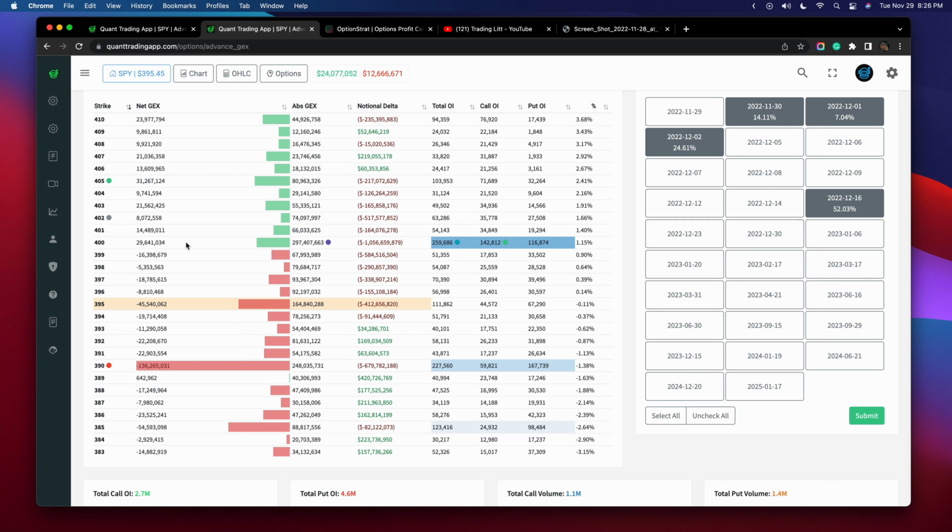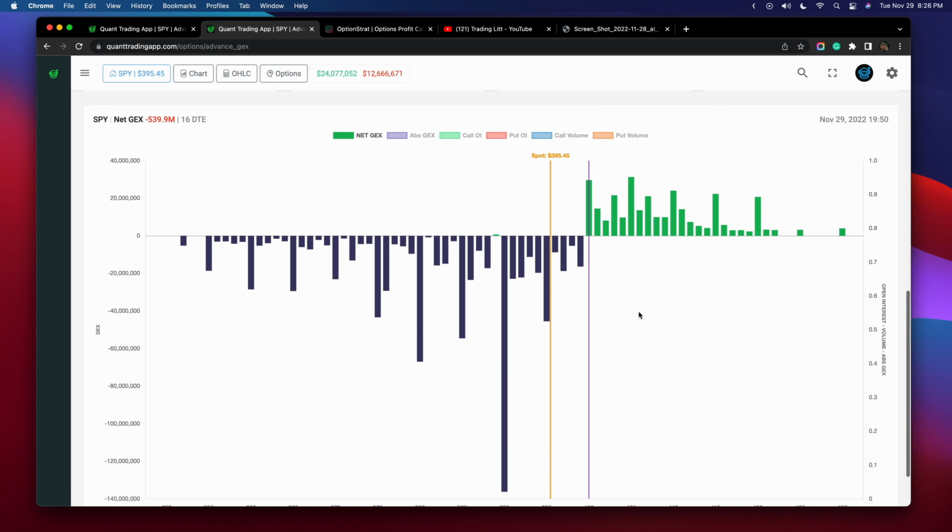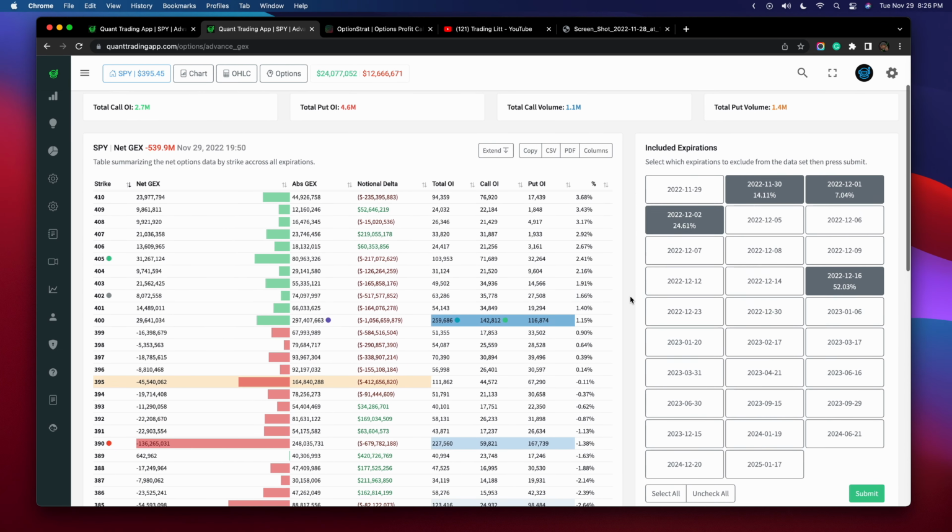This is still the absolute gamma strike. This is the total gamma flip level, and then we have the highest call open interest at 405 when we include this into the GEX profile, as I like to refer to it.